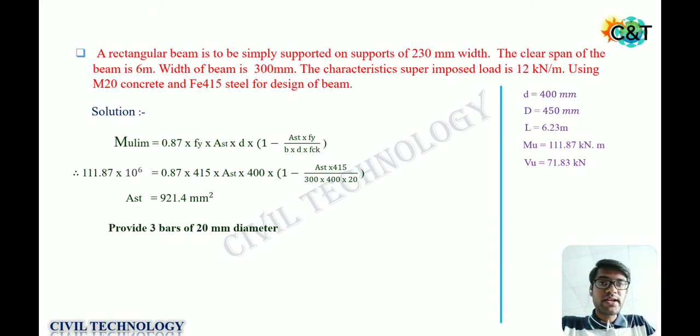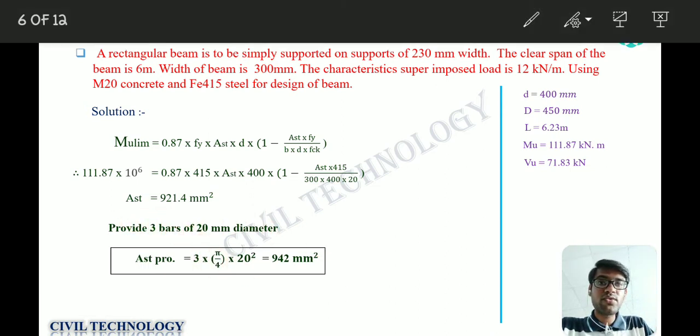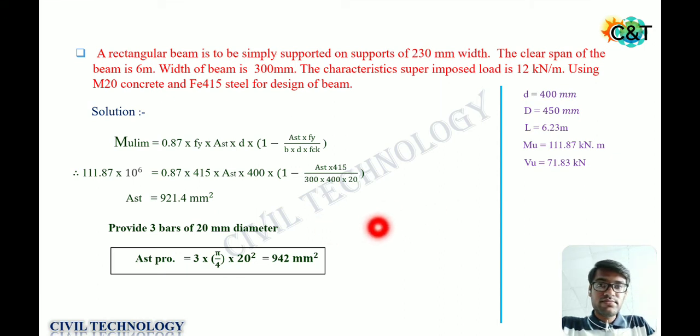If we use 20 mm dia bars, 3 numbers of 20 mm dia bars, then the area comes very near to the required area, that is 942 mm². So we use 3 bars of 20 mm dia for our beam on the tension side, that is the bottom reinforcement. This way we can design the bottom steel for our rectangular simply supported beam. Next we have to design the shear reinforcement.